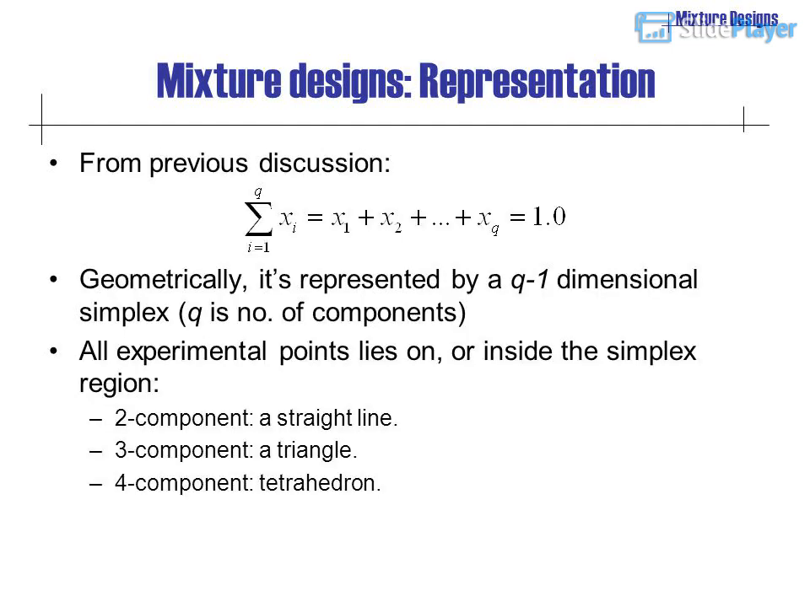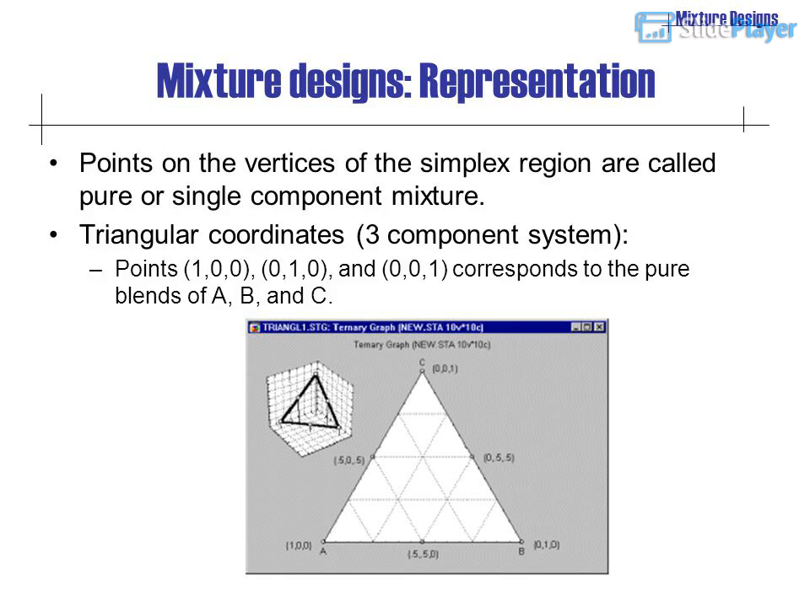Mixture designs, representation. From previous discussion, geometrically, it's represented by a (Q-1)-dimensional simplex, where Q is the number of components. All experimental points lie on, or inside, the simplex region. 2-component, a straight line. 3-component, a triangle. 4-component, tetrahedron.